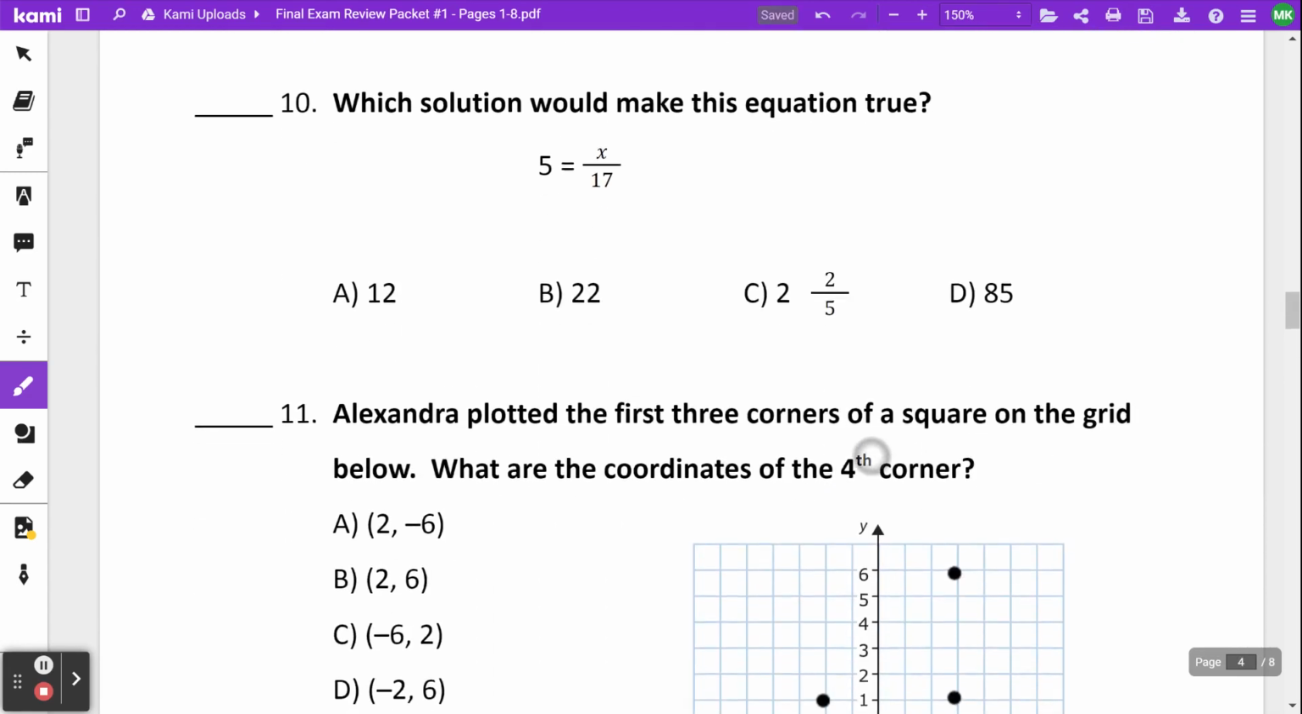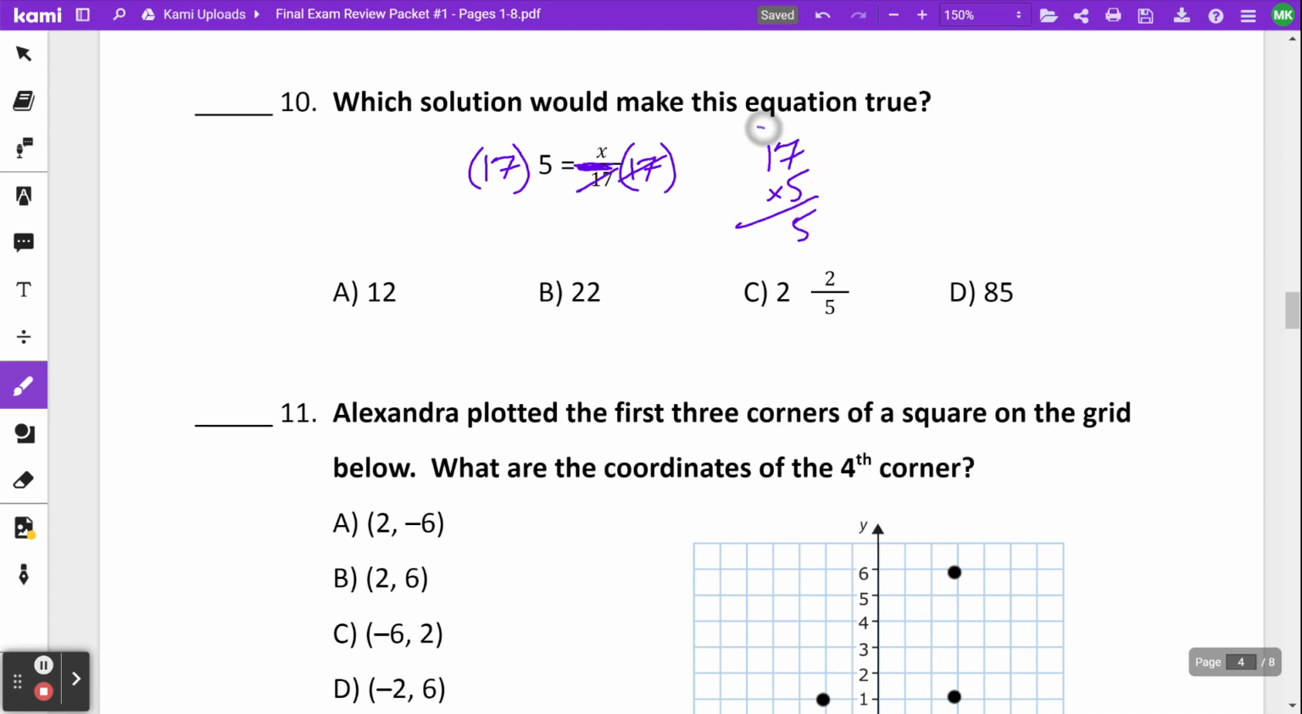So now we're on page 4. Which solution would make this true? Oh, I love these. So this is an algebra deal, right? So I want to run an inverse operation. This is division, so I want to multiply by 17 to get rid of that 17, which means I'm going to multiply by 17 on the other side as well. So now I have a 17 times a 5. So that's a 35. That's a 5, 6, 7, 8. Okay, so 85. There we go.